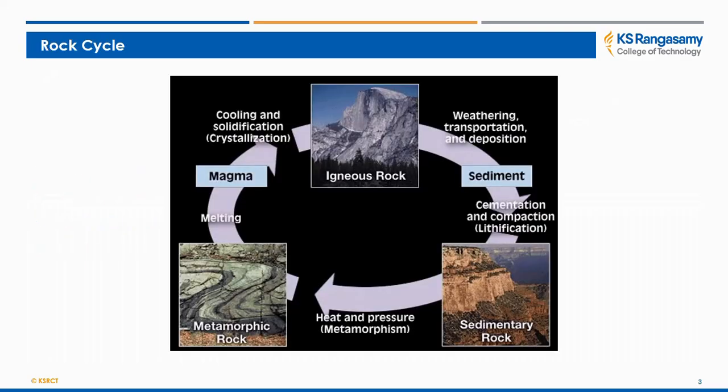Rock cycle. The rock cycle is formed according to the formation of rocks like igneous rocks, sedimentary rocks and metamorphic rocks. These are the cycling processes. It happens through magma, sediment, heat and pressure, which is called metamorphism. So this is the rock cycle we normally describe. Weathering, transportation, cementation, melting and cooling are all activities in our earth that happen normally.